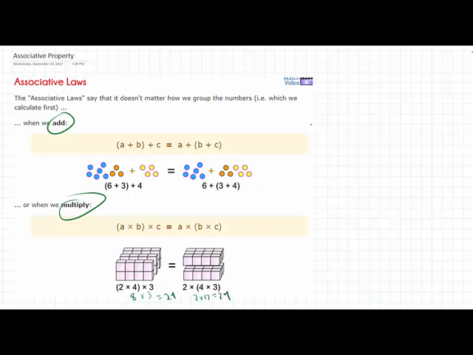Okay, so what the point of that is going to be is similar to the commutative property, where it just makes things easier for us to simplify expressions if we need to.